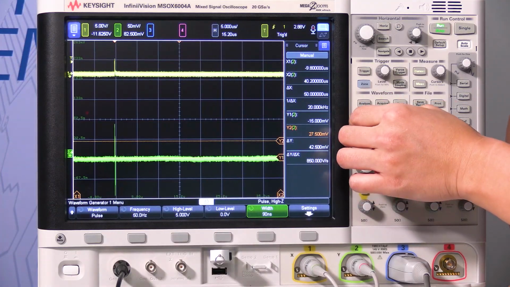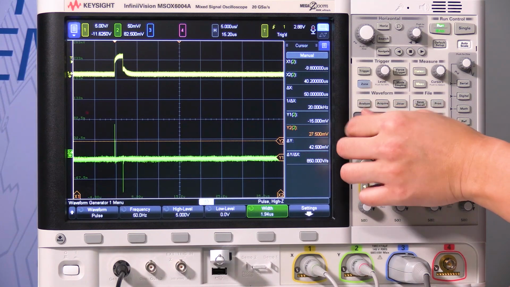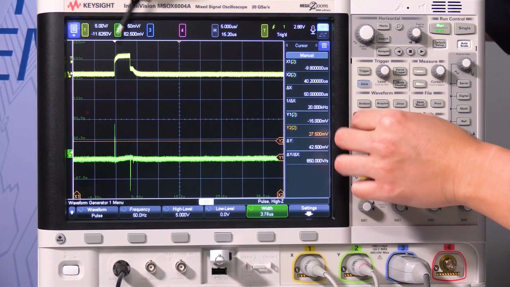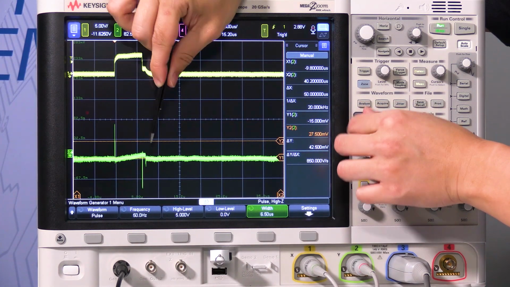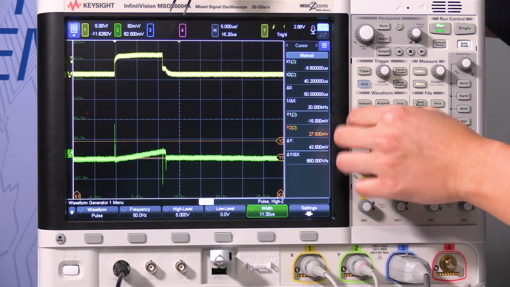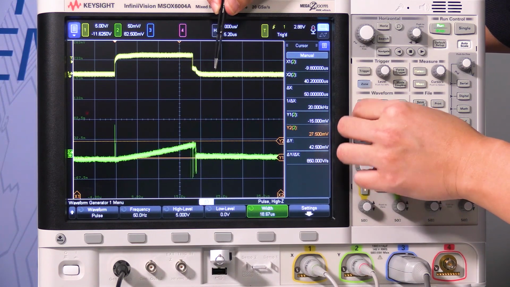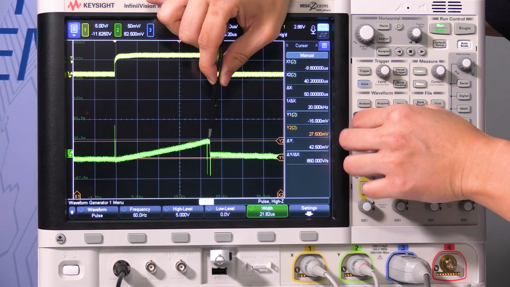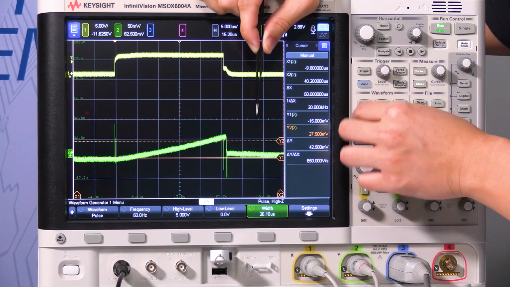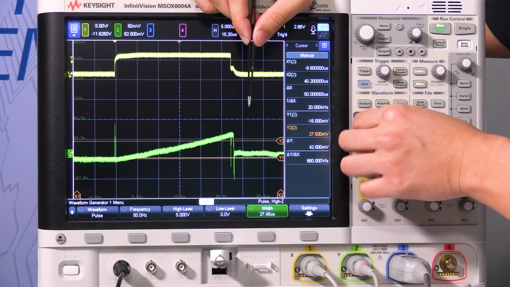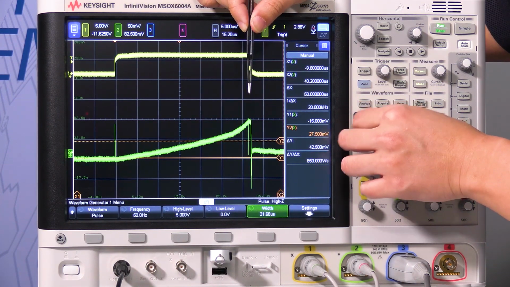And we can see that as we slowly increase our pulse width, which you can see on channel 1, we can see the current start to rise across the inductor. And this is being measured across the current sense resistor.